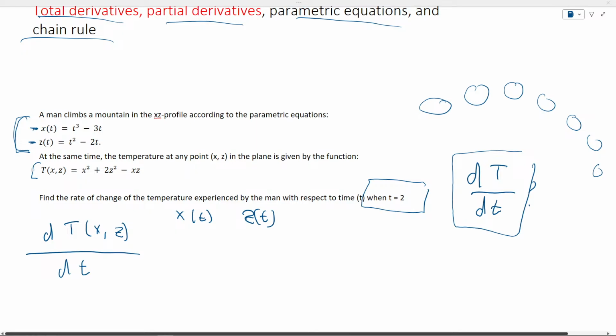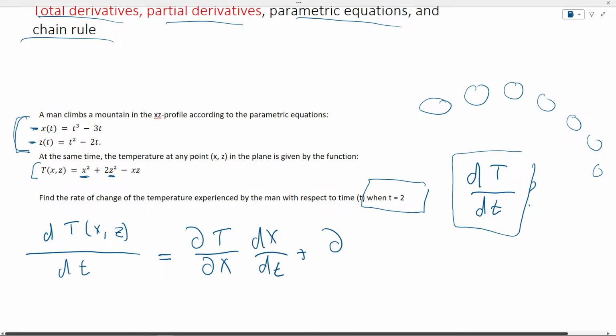So here I have a relationship between x and z, and x is a function of time and z is a function of time. So I can basically express my total derivative, which is how all these things are changing. Temperature is changing with x, y, z, and t with partial derivatives. So I can say partial t over partial x times dx over dt, plus partial t over partial y times dy over dt.